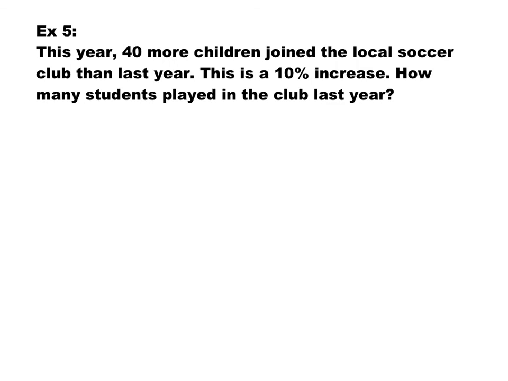The last example says that this year 40 more children joined the local soccer club than last year. This is a 10% increase. How many students played in the club last year? Let's assume last year the number of students is, let's say, S. We don't know how many students were playing last year. We know that 10% increase, meaning 10% of this guy, S, which is going to be 0.1 times S, is 40.